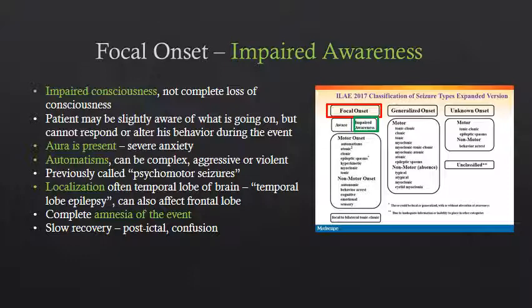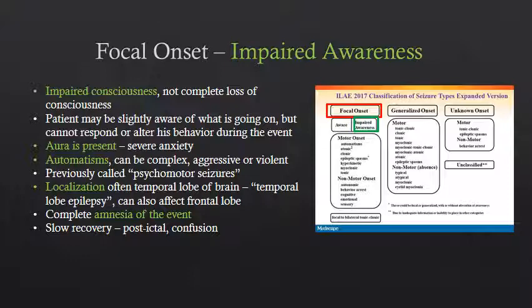For example, pulling at their clothes, chewing movement, lip smacking, or repeated aimless movements with their hands or head. In some patients, these automatisms can be very complex, and the patient is able to perform difficult tasks or even travel somewhere, but later not remember having done such a thing. He suddenly comes to again and finds himself in a completely different place.